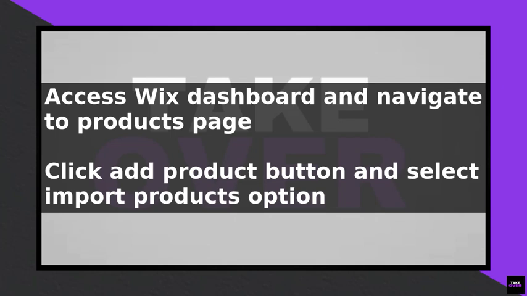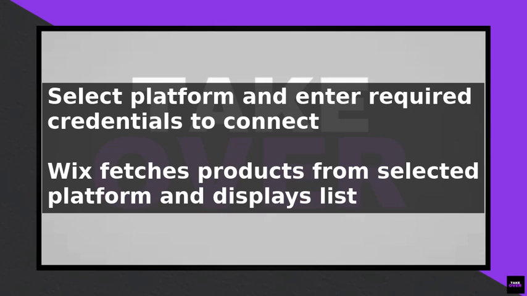First, you need to access the Wix dashboard and navigate to the Products page. Click on the Add Product button and select Import Products from the drop-down menu. You will then be prompted to choose the platform from which you want to import products. Select the platform, such as eBay or Amazon, and enter the required credentials to connect your account.